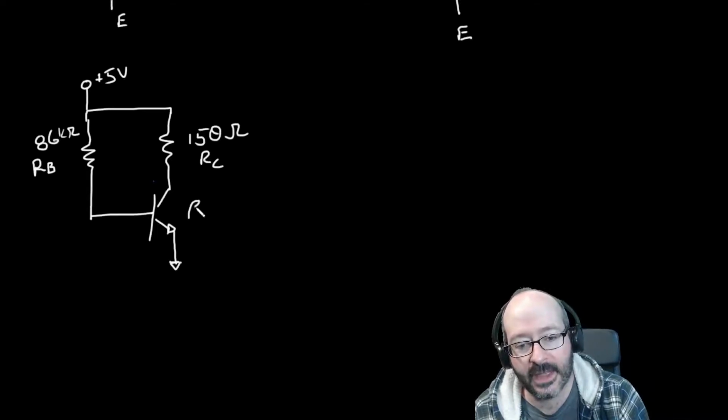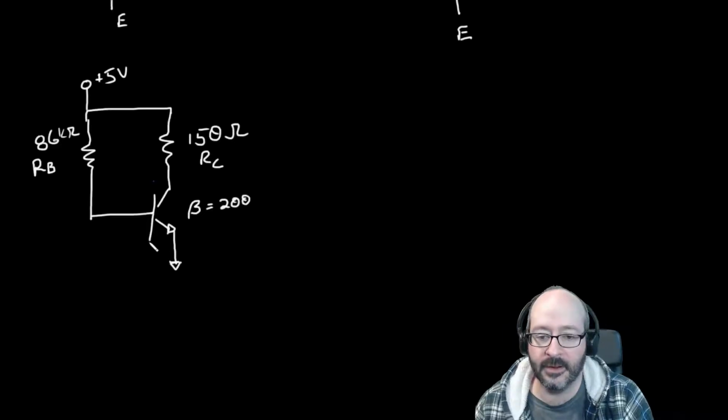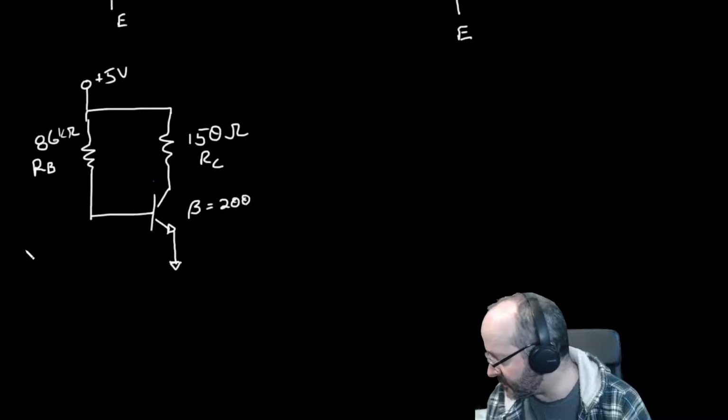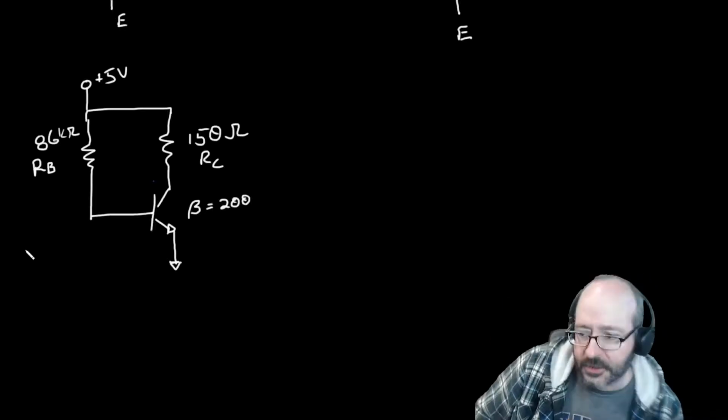Let's say that we have a beta value of 200. Looks like that, and that's our circuit. We want to find what's called the Q point.